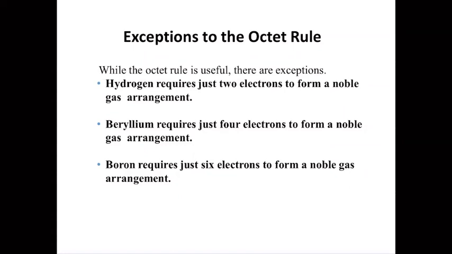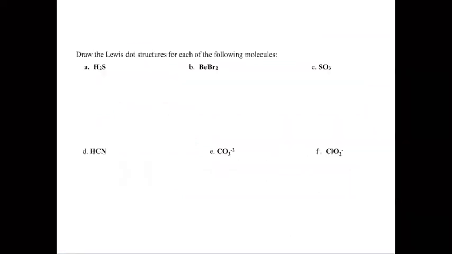Beryllium only likes 4 electrons. So beryllium usually has 2 single bonds and it calls it a day. Boron only likes 6 electrons. So because it only likes 6 electrons, the minute that you put 3 bonds around it, you call it a day. But again, we are going to practice in order to understand this. Let's go through the steps one by one so we can illustrate how we actually do this.